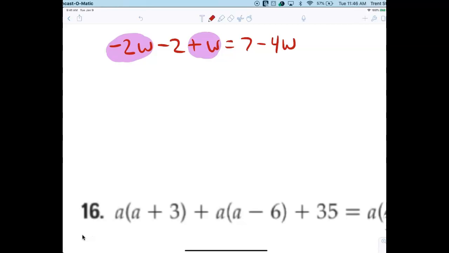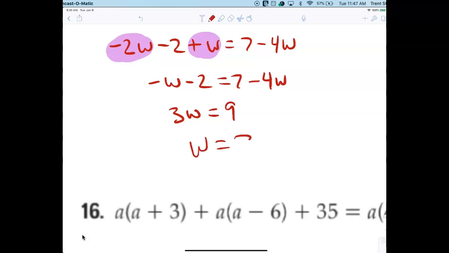Plus or minus W, because you're just doing negative 2 plus 1. Okay. All right, so now what? Plus 4w. That's going to give you 2w equals 9w. I know what you meant. W equals 3. All right, Sam, you're up.